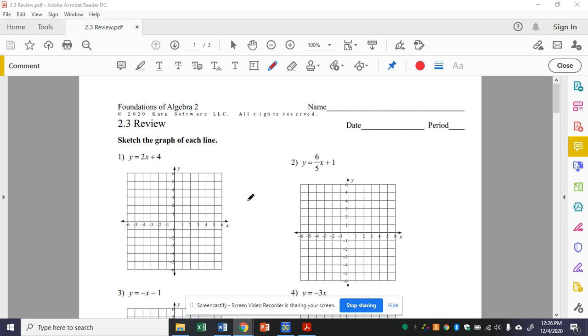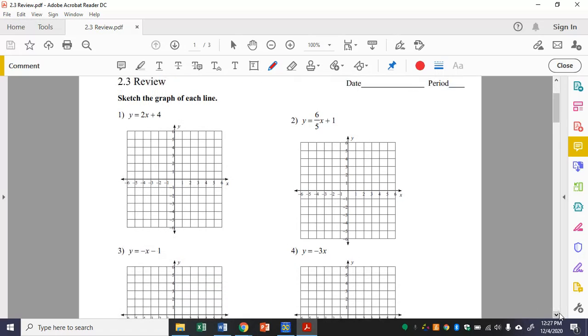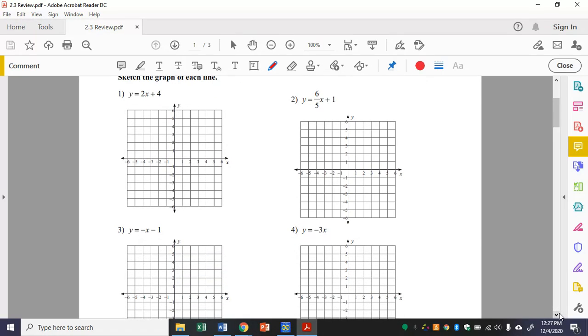All right, hi guys. I wanted to go over a couple of problems with you guys. Obviously, I know I'm not in school, so in order to do the review, I just want to be able to go over a couple of problems with you before our quiz tomorrow. So, if we look at something like number 2, it says sketch the graph of each line.